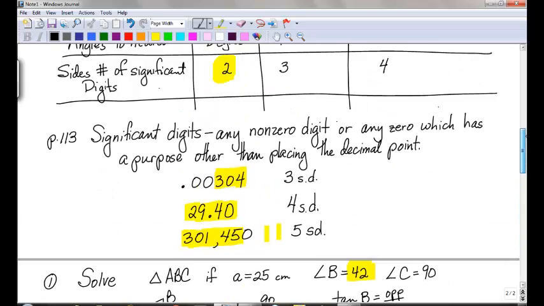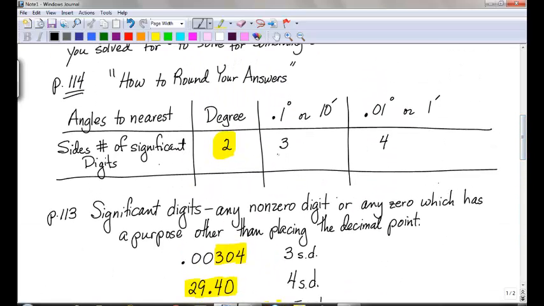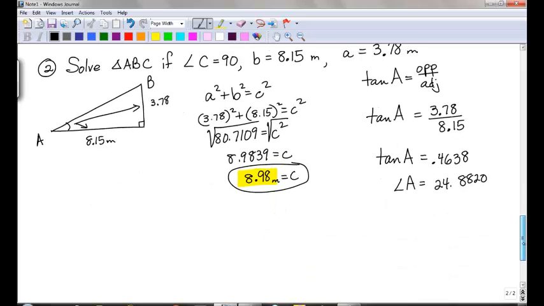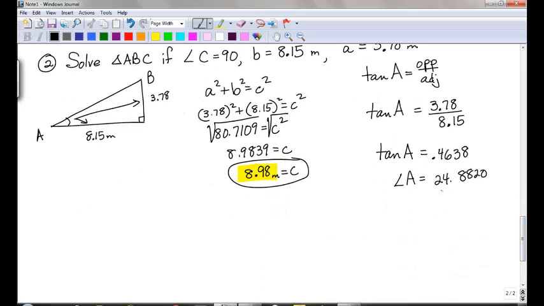Now go back up. If we are at 3 significant digits, we want to go to the nearest tenth of a degree, or nearest 10 minutes. We're going to go nearest tenth of a degree. So this would be nearest tenth. You look at this and round this up. So it's 5 or greater. So 24.9 degrees. 24.9. You agree with that?